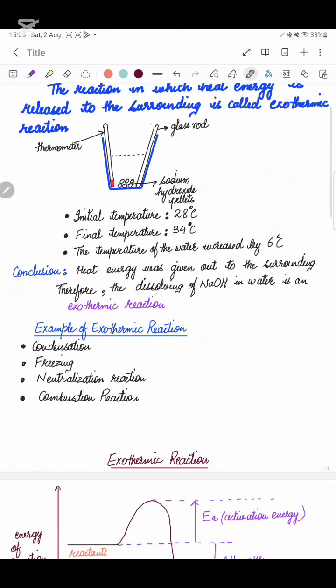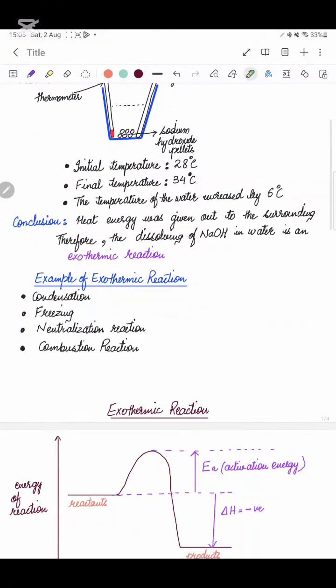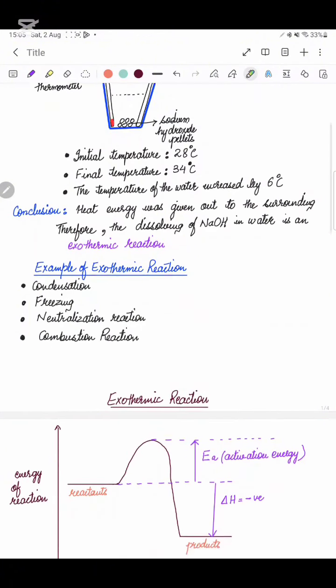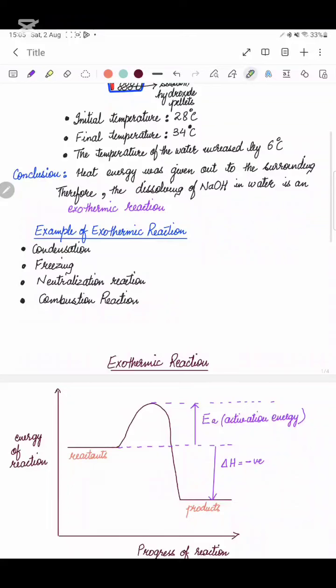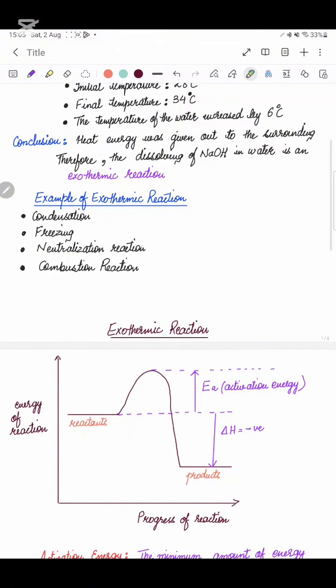Okay, so what are the other examples of exothermic reactions? The first one is condensation, the second one is freezing, then there is the neutralization reaction, in which acid and base react to form salt and water. Then there is the combustion reaction, in which fuel is burned in the presence of air.